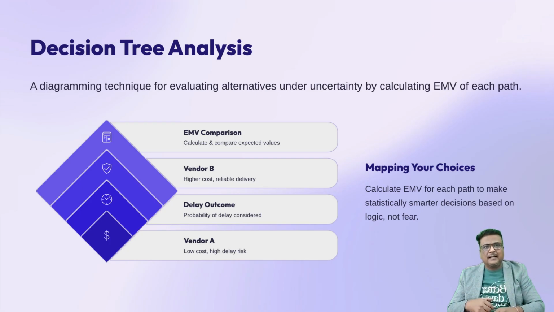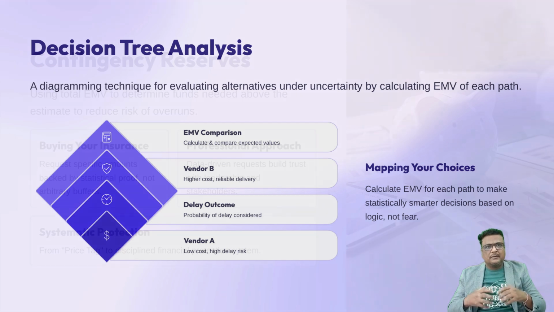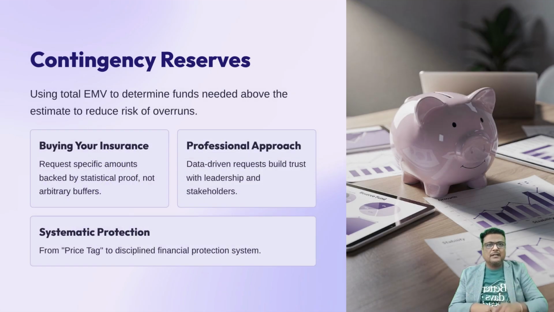Now, while having these calculated paths is a massive win, we need to turn this data into a specific request for money, which brings us right into our final step. Finally, we reach the calculation of contingency reserves. The formal definition is the process of using the total EMV to determine the amount of funds or time needed above the estimate to reduce the risk of overruns of project objectives to a level acceptable to the organization. In plain English, this is buying your insurance.